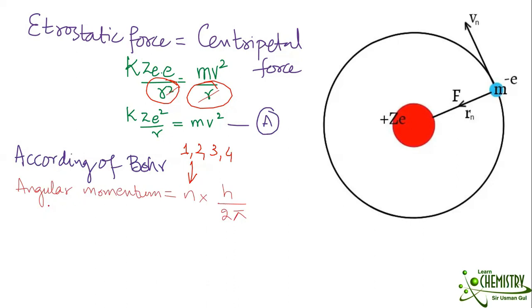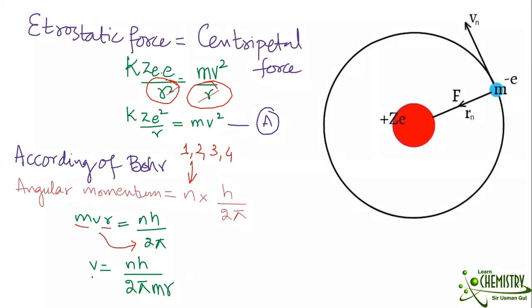Now, what is the formula of angular momentum? The formula of angular momentum is mvr equal to nh upon 2 pi. We use this formula and put it in equation A. So I substitute the value of v: I move m and r to the right-hand side, so v equals nh upon 2 pi mr. Now I can put this into equation A above.